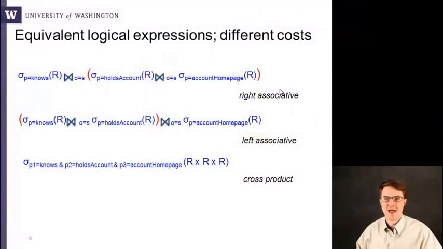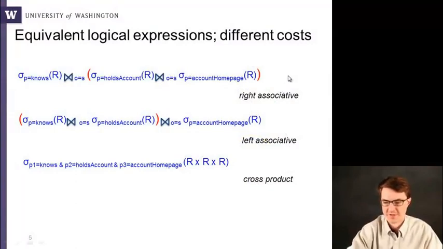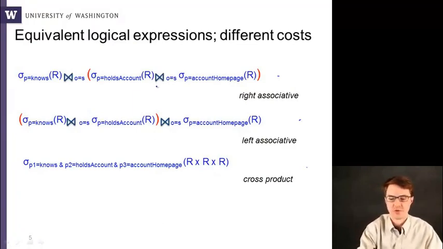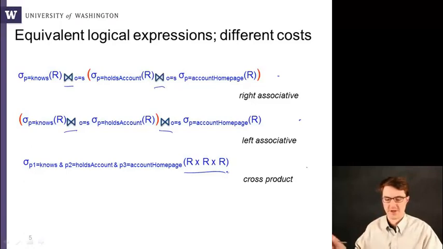Okay, last time we talked about algebraic optimization, and I argued that all three of these expressions, without going into a lot of detail, were equivalent, and they differed only in the order in which things were evaluated. Here you evaluate this join first and this join second, and in this expression you evaluate this join first and this join second, and here you find all possible combinations of tuples and then filter that.